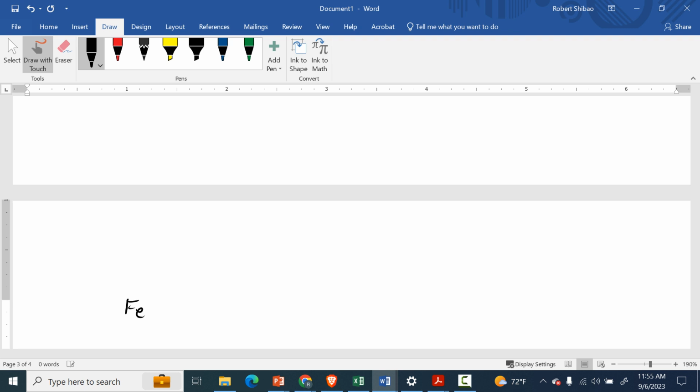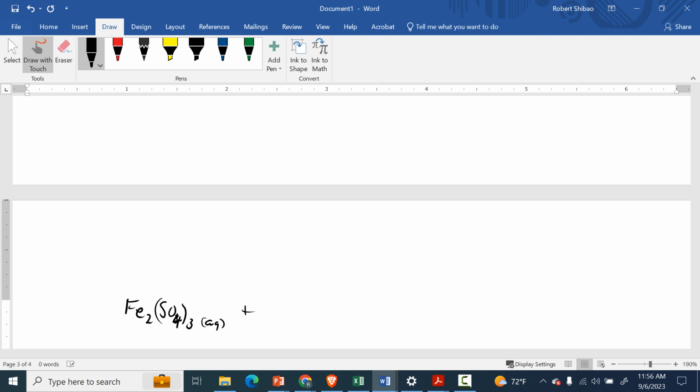Iron 3 sulfate. Okay, sulfate is a 2, so I'll cross multiply here. And iron 3, so it should be Fe2(SO4)3. It's a solution. Sulfates are soluble except for silver, lead, mercury, calcium, strontium, barium. So this is soluble, so that's aqueous.